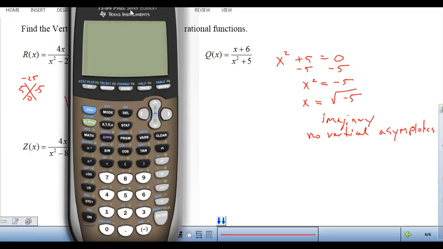We'll go ahead and graph this here just so that we can verify. If I use alpha y equals enter, plugs in the stacked fractions, x plus 6 over x squared plus 5. And we see we get this little blip, but there is no vertical asymptote.